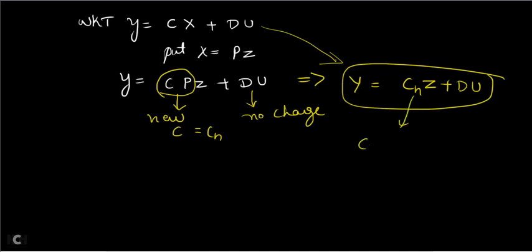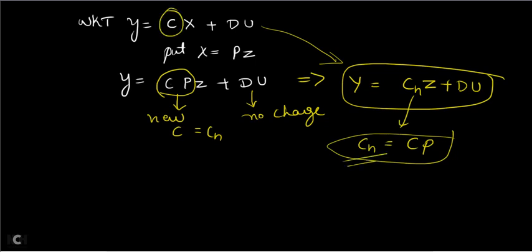Now what is this Cn? Cn represents C into P. The old C, whatever you had here, you multiply that old C with P. That gives you the new C. So whatever equations I have written in yellow color, that is called the state model after diagonalization. You will get the same answer if you use this method or if you use the diagonal canonical form, which I explained in the previous video lecture, by using partial fractions. Either use that method or use this method, you will get the same answer.